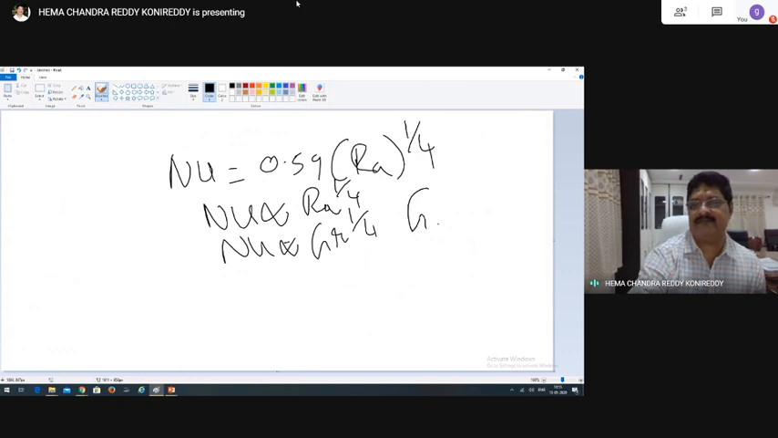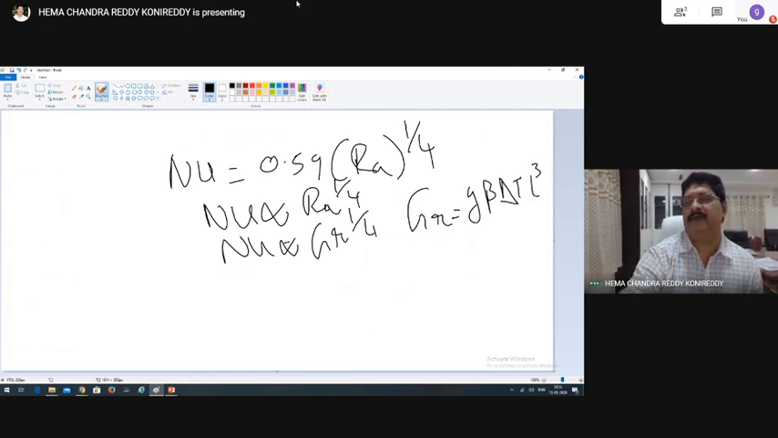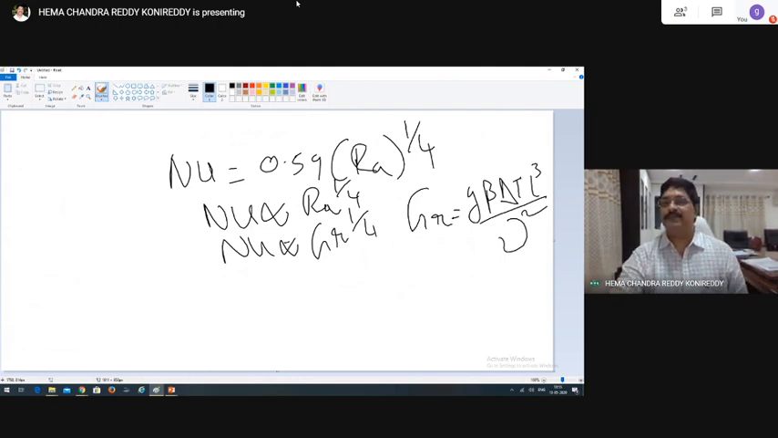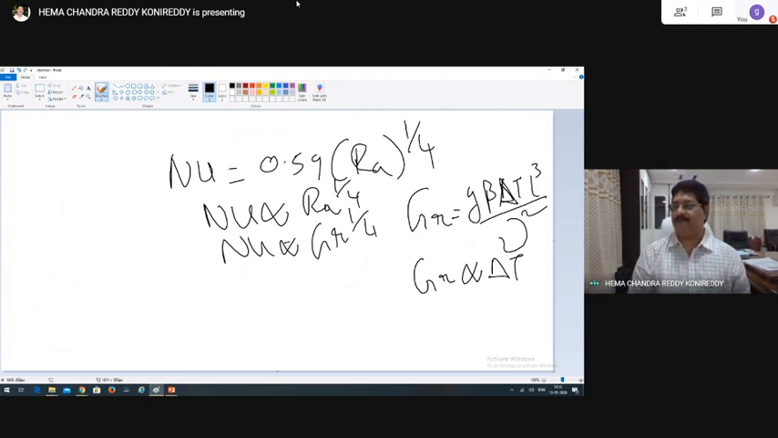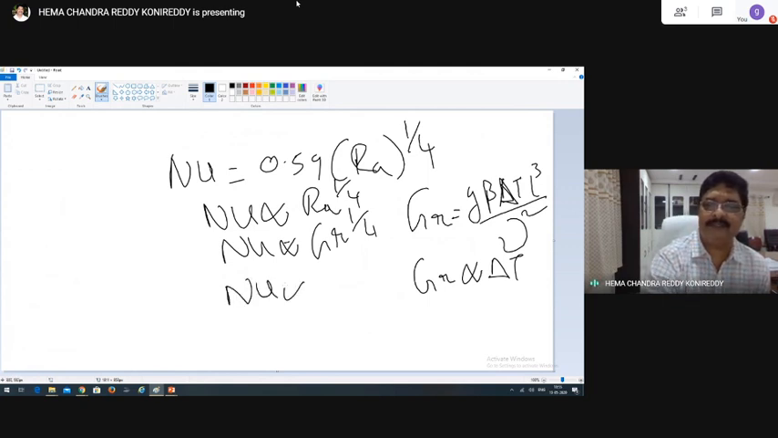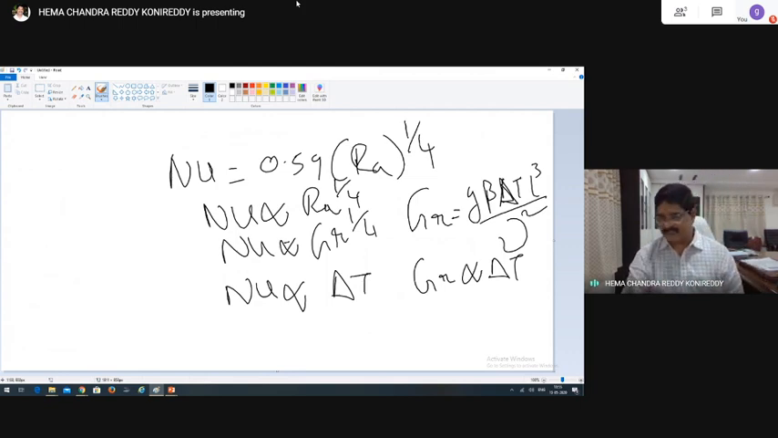What is this Grashof number? Grashof number is g beta delta T L cubed divided by nu squared. Can you imagine this? So Gr is directly proportional to delta T. Here Gr is directly proportional to delta T. Otherwise, so Nusselt number is directly proportional to delta T. Nusselt number is directly proportional. That is the logic I have taken.